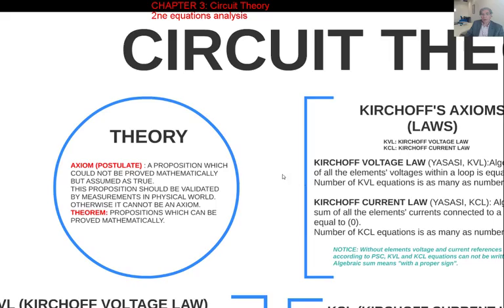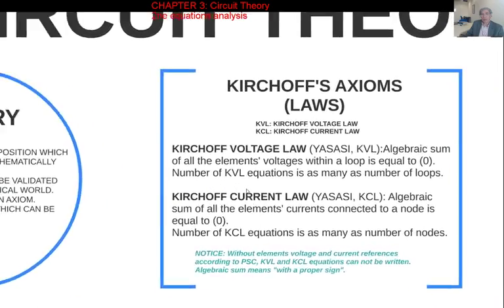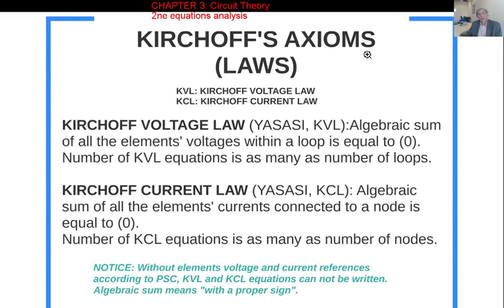So let's come to our theory now, which is called circuit theory, and the axioms of circuit theory are Kirchhoff voltage law and Kirchhoff current law. In practice we call them laws, but in theory we say Kirchhoff voltage axiom and Kirchhoff current axiom. Let's say law at the moment. Kirchhoff voltage law, we show it in short as KVL.